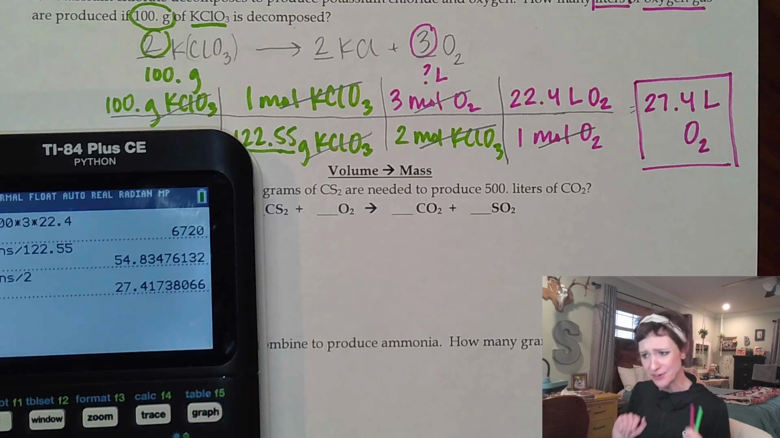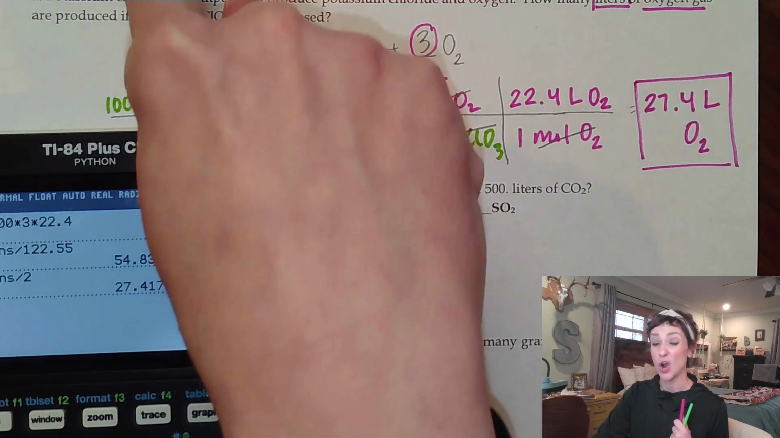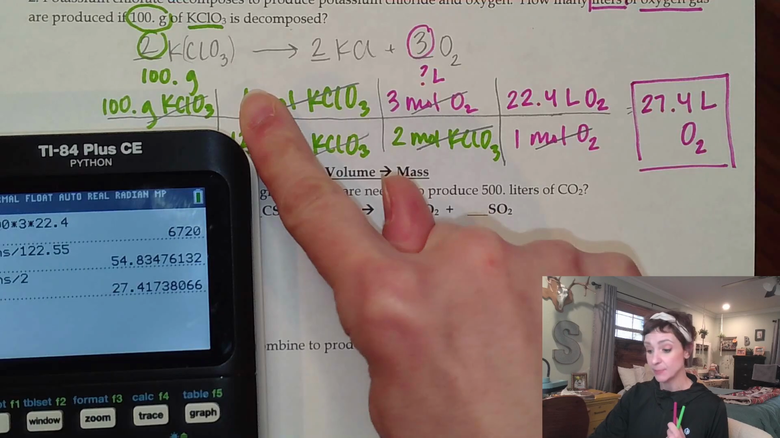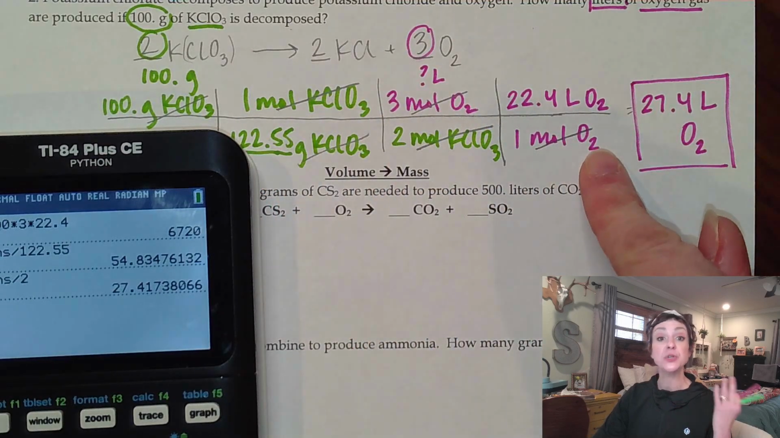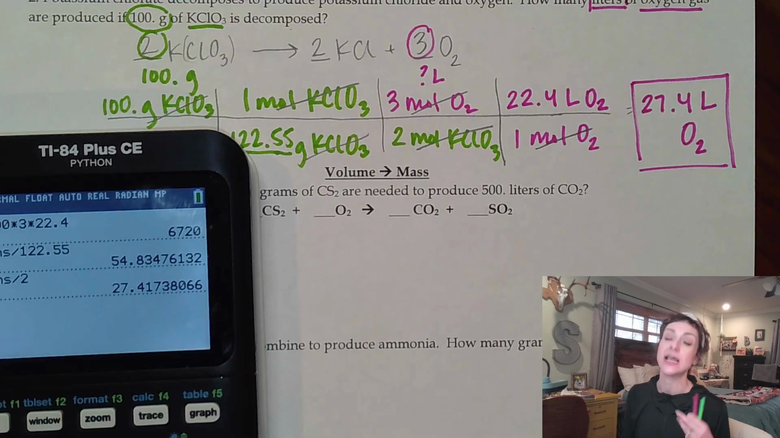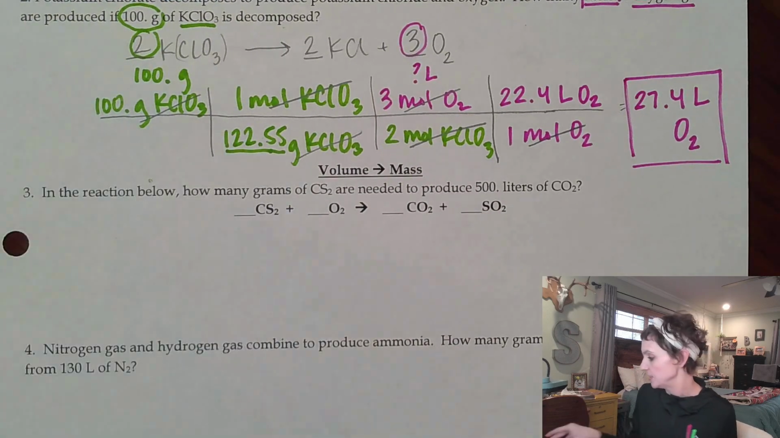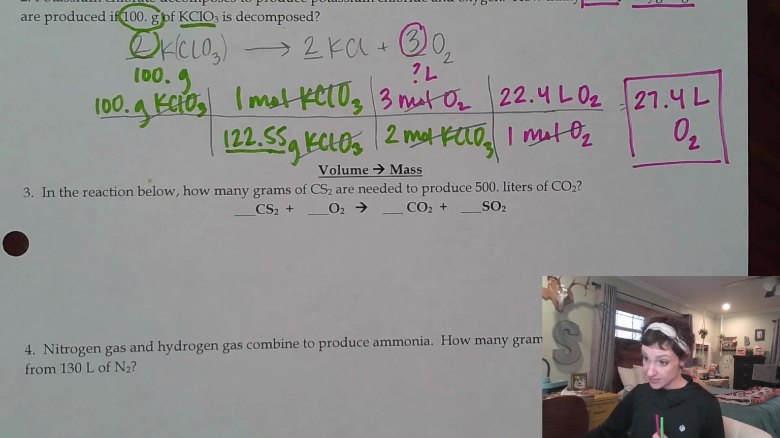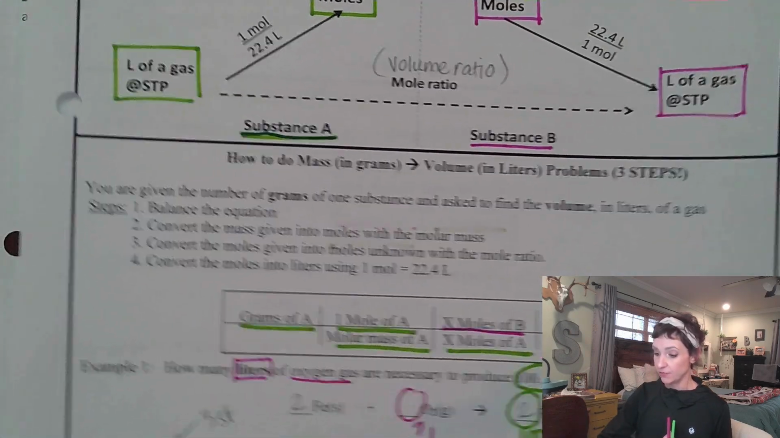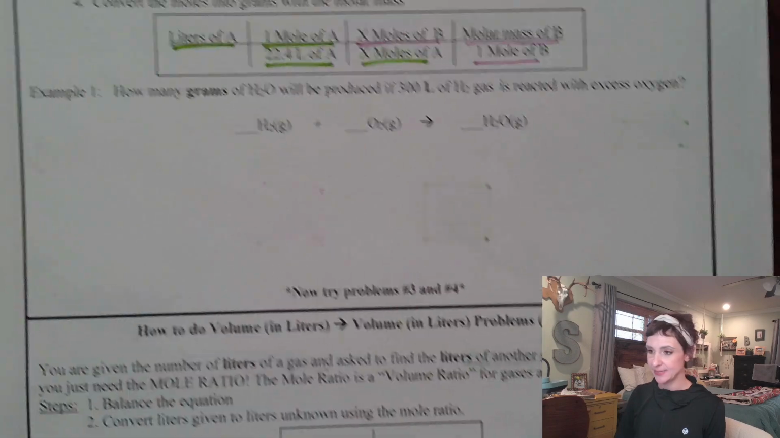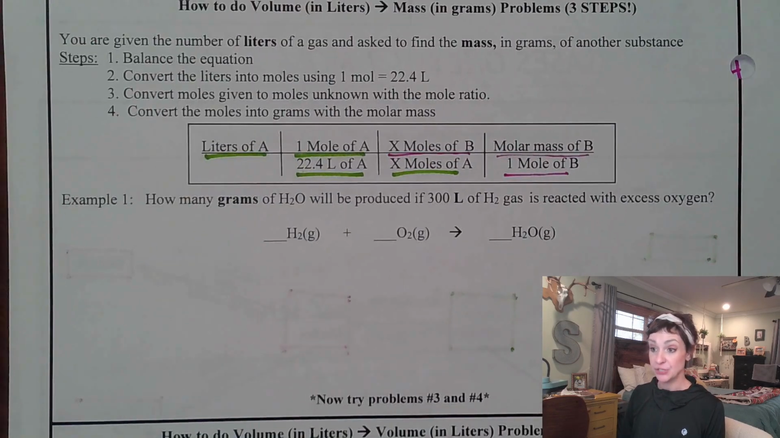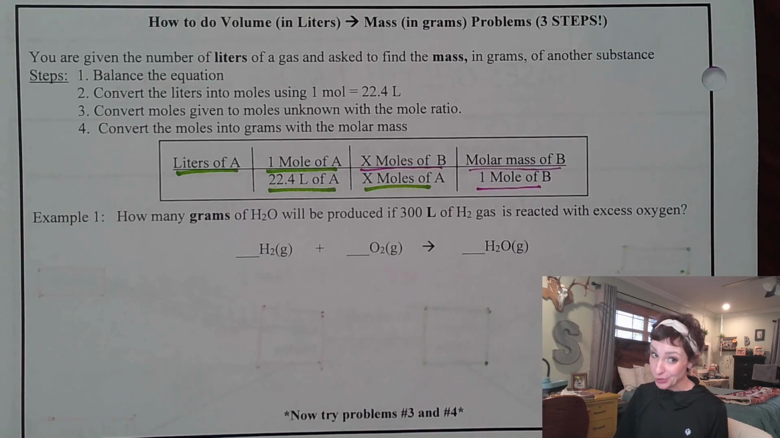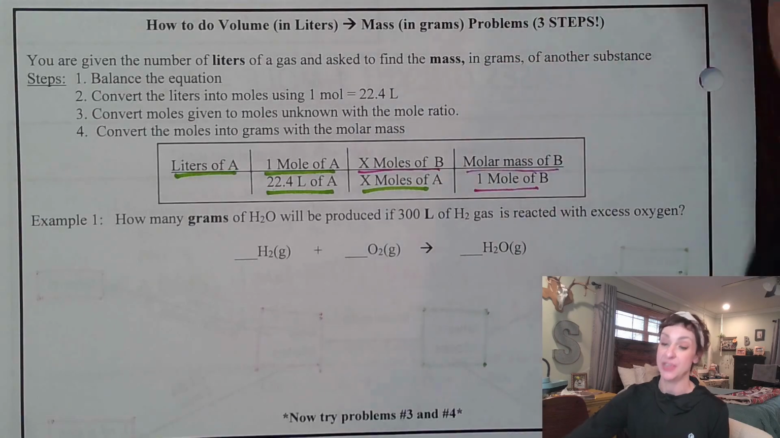Okay, so that's our first type of problem where we started at grams of our given substance and we took it all the way to liters of our ending substance under these STP conditions. Now we're going to bounce back to our notes page and flip to the back. Now this one, we're going to do a section on how to do volume or liters of a gas to mass of something else.